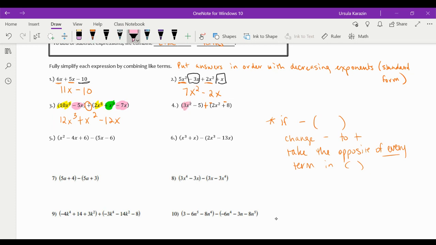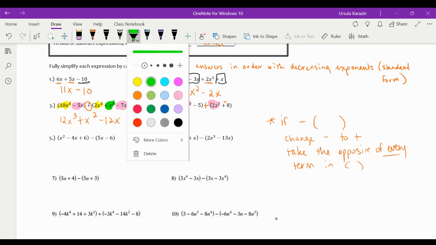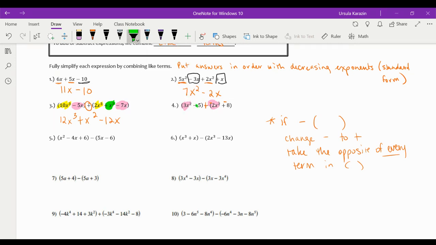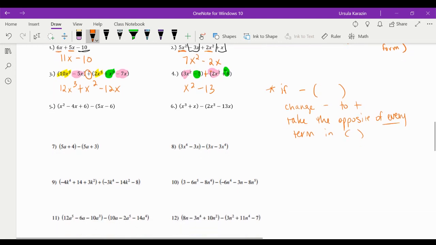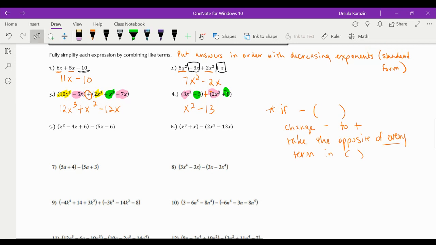I've got x squared and a negative 2x squared. And I have a negative 5 and a negative 8. So when I combine these, 3x squared and negative 2x squared gives me x squared. Negative 5 and negative 8 gives me negative 13. So I'm going to do a couple more examples of just those. And then when you work on your homework, you can always send me a reminder if you have a question.